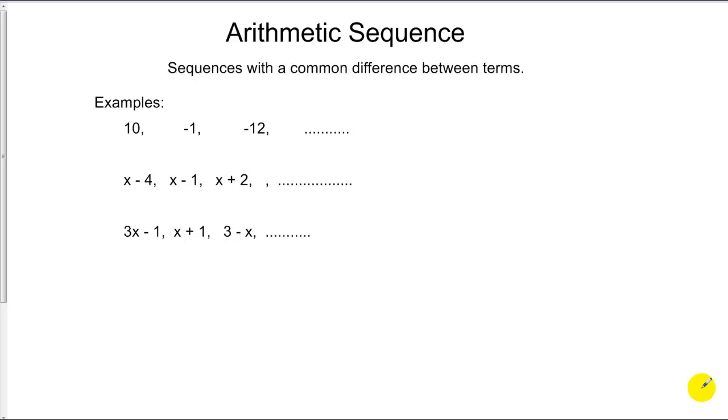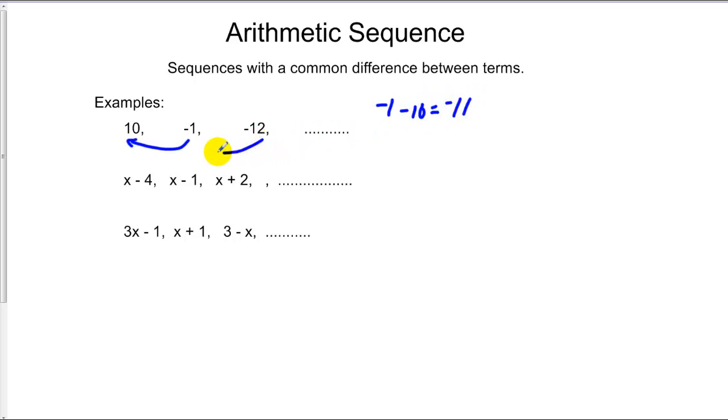Today we'll discuss a specific type of sequence, an arithmetic sequence. These are sequences which have a common difference between terms. If you look at all my examples here, you'll notice that in the first one, from one term to another, and notice how I'm doing this, I go from a term backwards to another term. I have a difference of -1, -10, or -11.